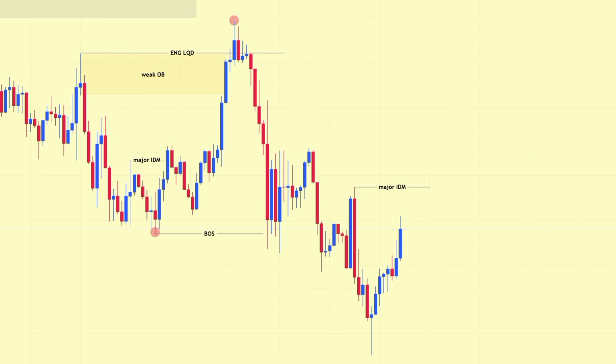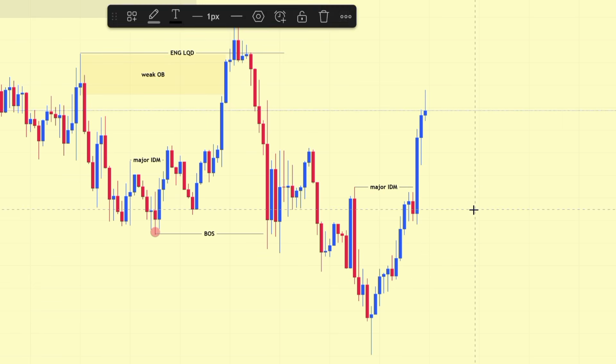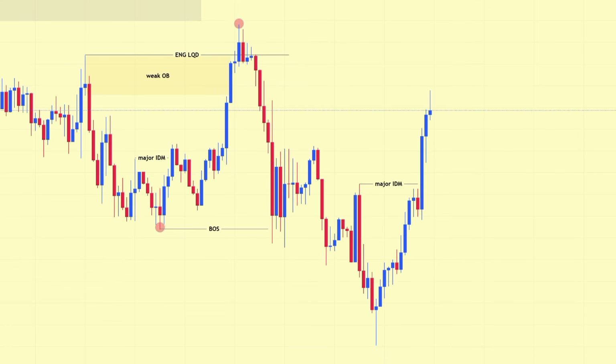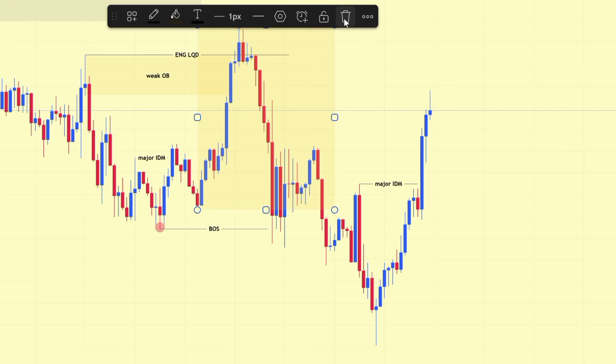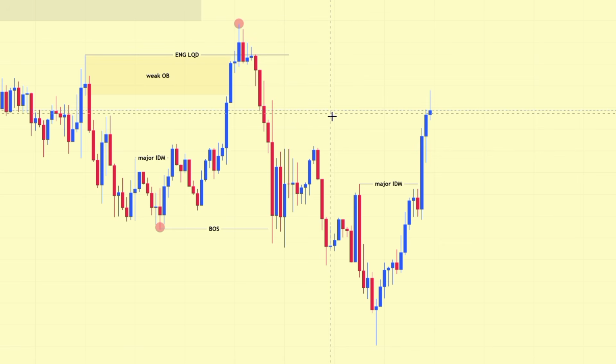And you can clearly see price is now heading higher. Price has taken out the major inducement, and now is the moment where we mark our POIs. Okay, so if I start with the order flows, we can clearly see all the order flows are mitigated here, because this here is the order flow, and you can clearly see the ones that come after that, they're all mitigated. So in this case, we're just left with the order blocks.